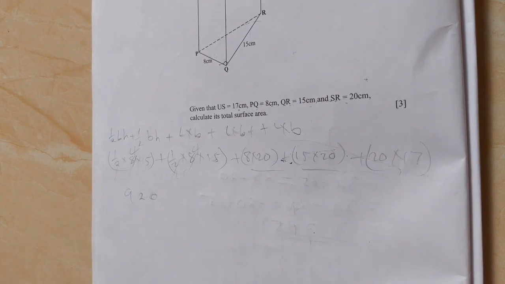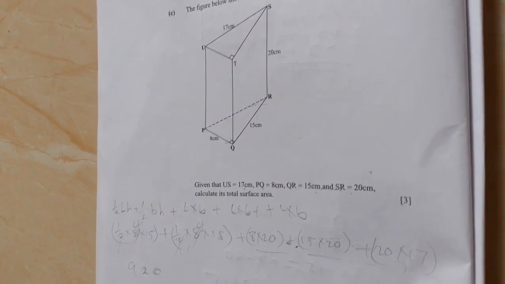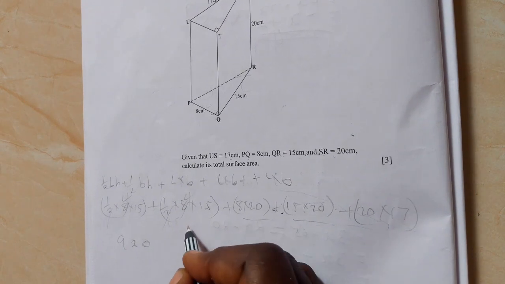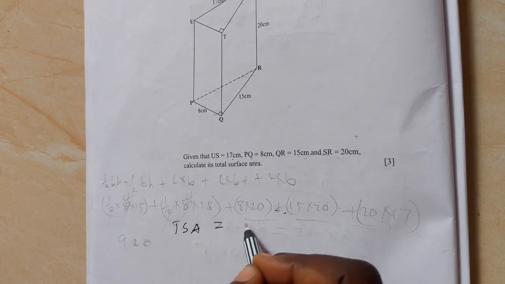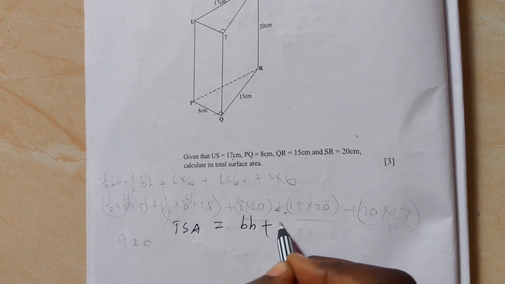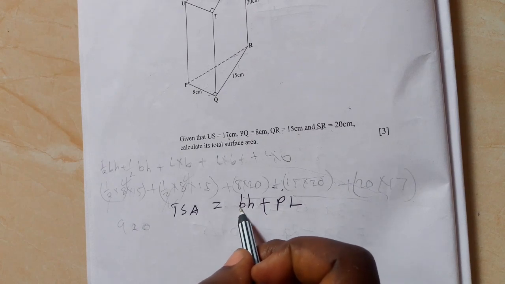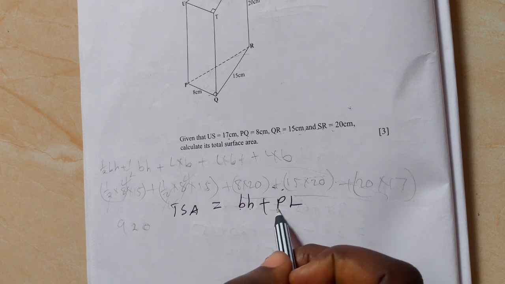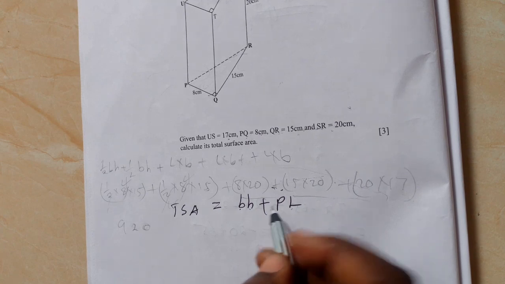However, I'm going to use this other method here. I'm going to say total surface area is given by BH plus PL, where B is the base of the triangle, H is the height of the triangle, P is the perimeter of the triangle, and L is the length of the whole shape. Alright, take note of that.